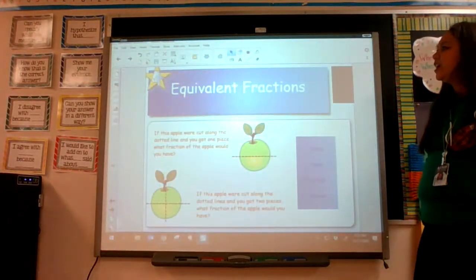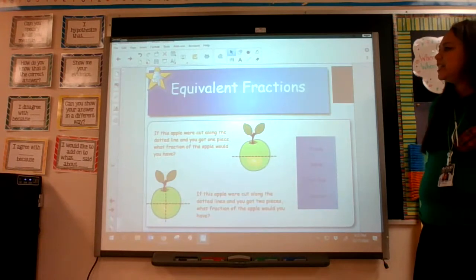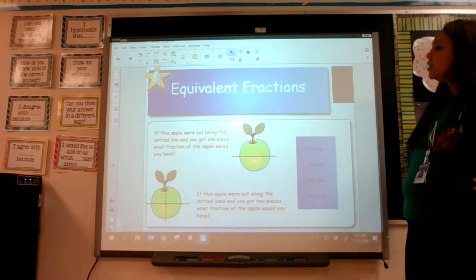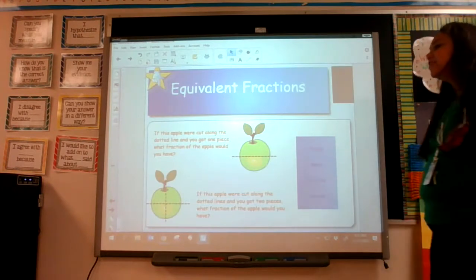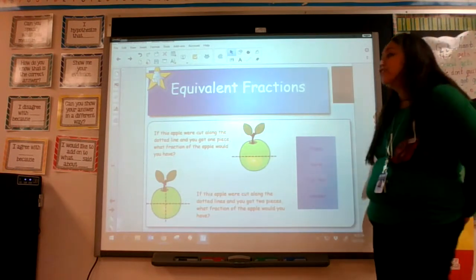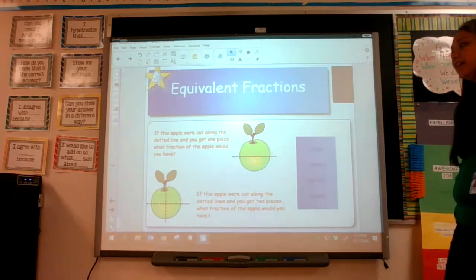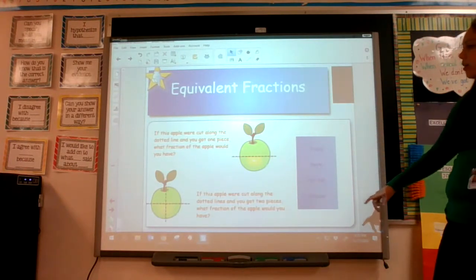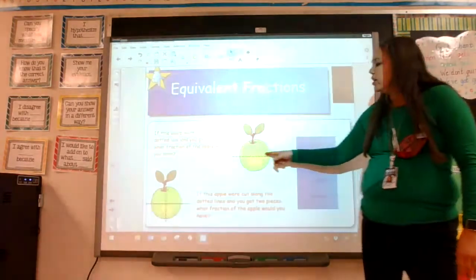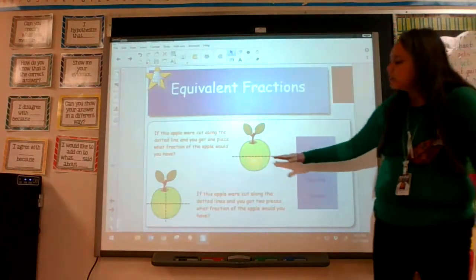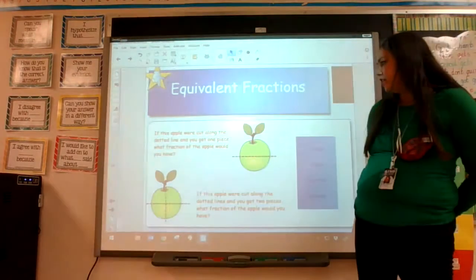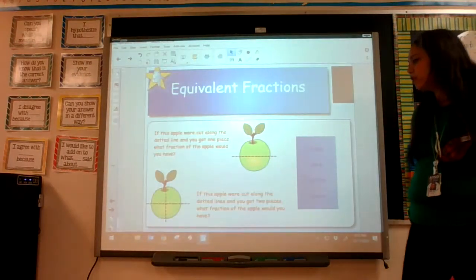Boys and girls, this video is once again on equivalent fractions. Now we're going to understand what equivalent fractions are. If this apple were cut along the dotted line and you got one piece, what fraction of the apple would you have? Well, if that was cut equally, what fraction would you have?